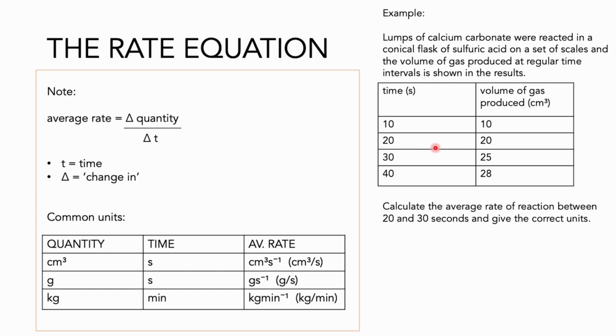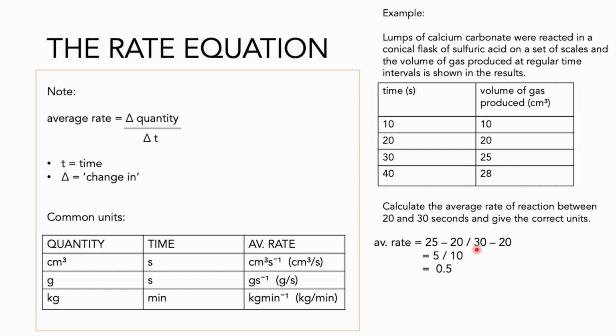In this example, we'll do the calculation from the values in this table of made-up experiment results. So the question asks, calculate the average rate of reaction between 20 and 30 seconds and give the correct units. So we're going to put in our formula and put in our quantity and time values at 20 and 30 seconds.